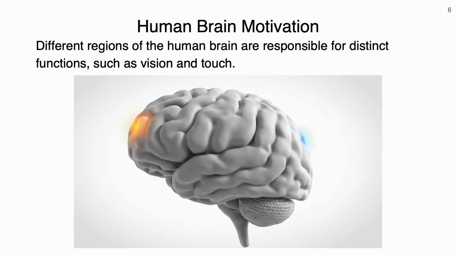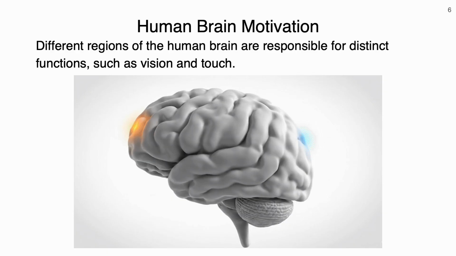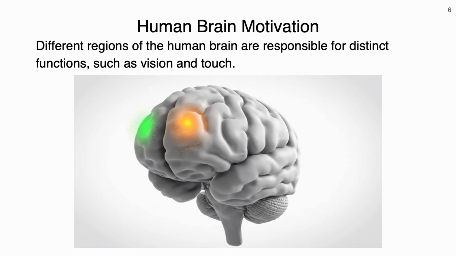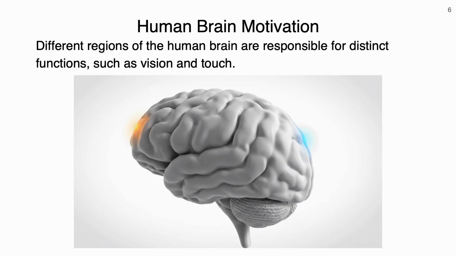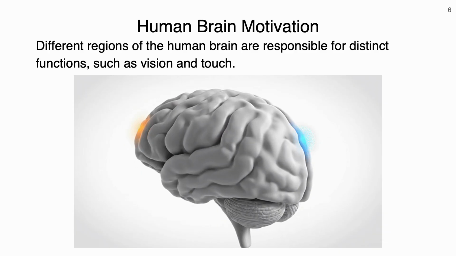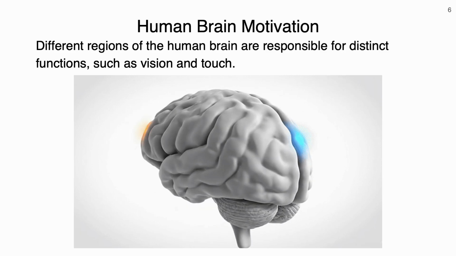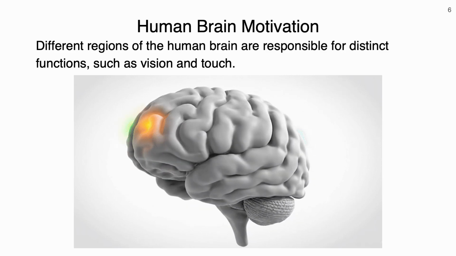Motivated by how the human brain processes information, we know that different regions are specialized for different functions. For example, the visual cortex for vision and the somatosensory cortex for touch. These regions operate independently, yet they collaborate seamlessly to form a unified understanding of the world, integrating what we see and what we feel.